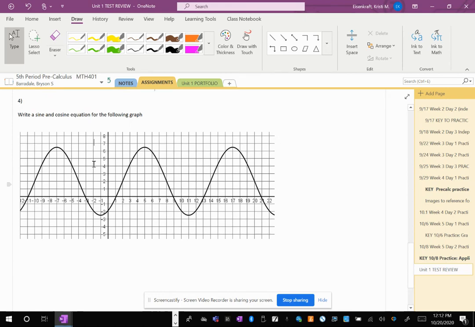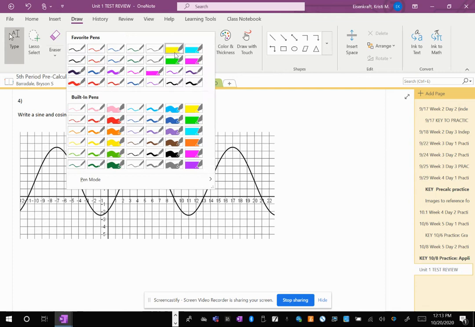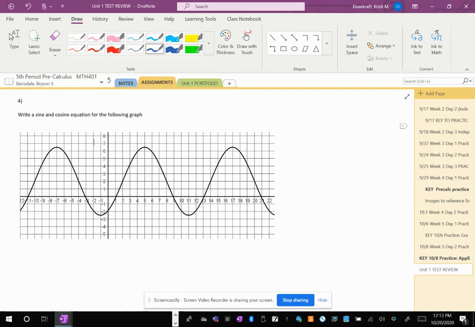Next, write a sine and cosine equation for the following graph. So the easiest thing I think to do is first identify the maximum. Oh, and this is kind of an annoying one, but we got it. Looks like it's 6.5. We're going to assume it's 6.5. Okay. And this is -2.5.